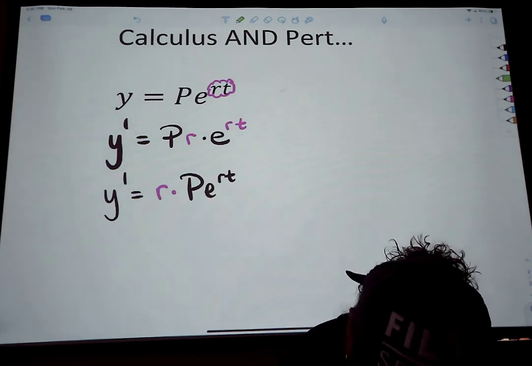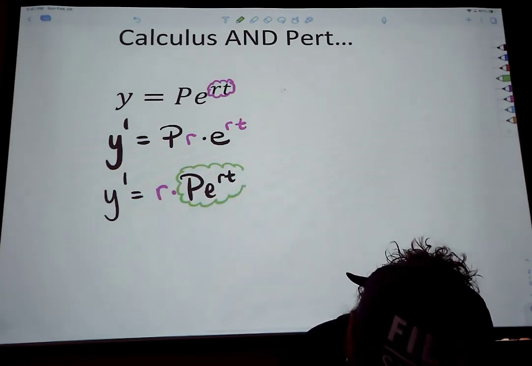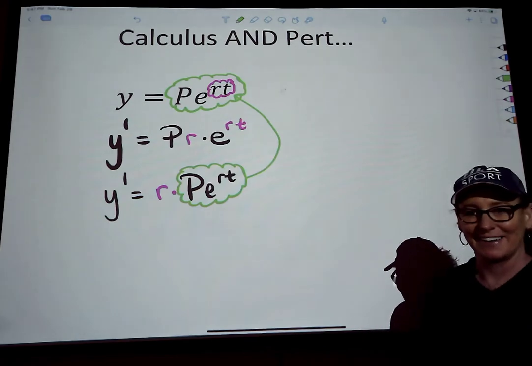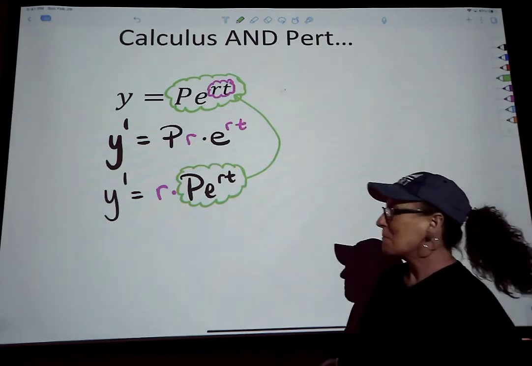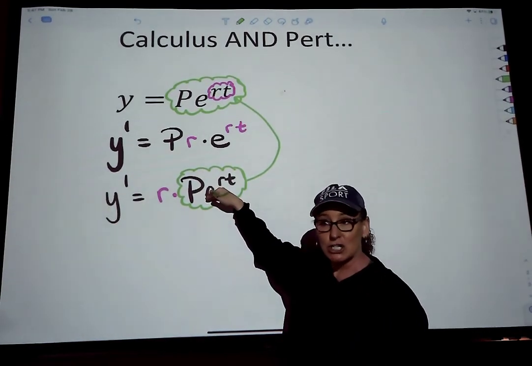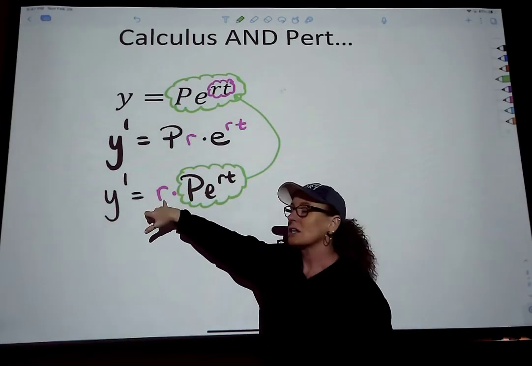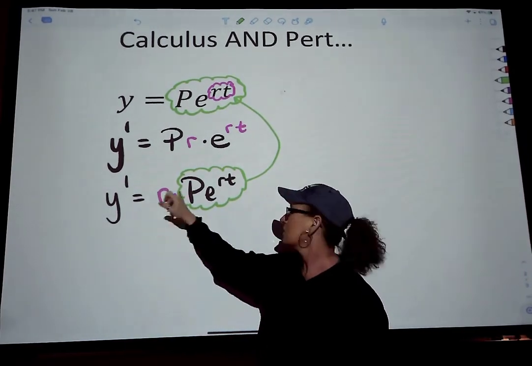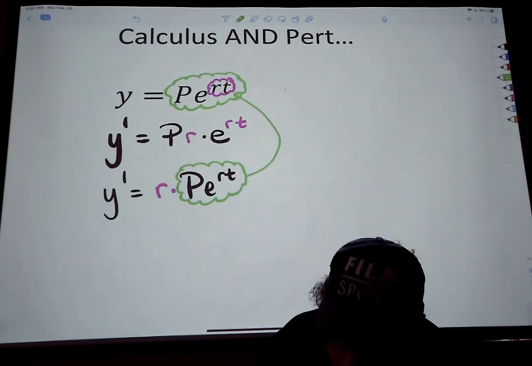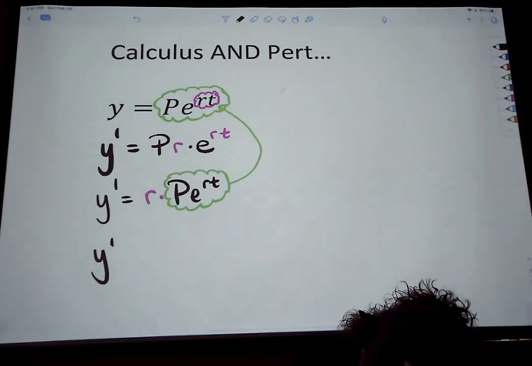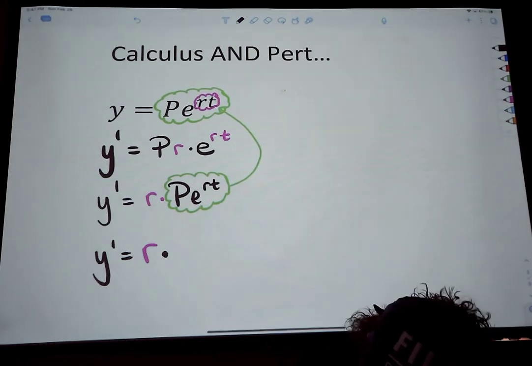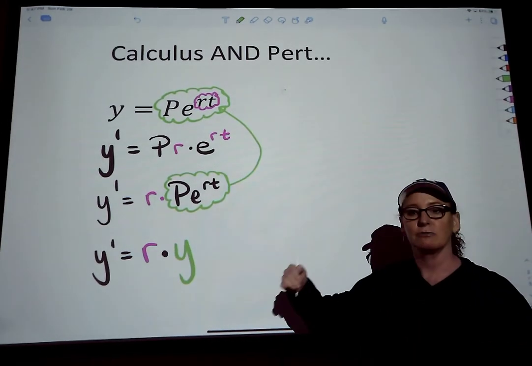Do you see that? This is exactly my original y. My derivative is my original y function times a constant. What constant? The rate. Or I can say y prime equals r times my original y.